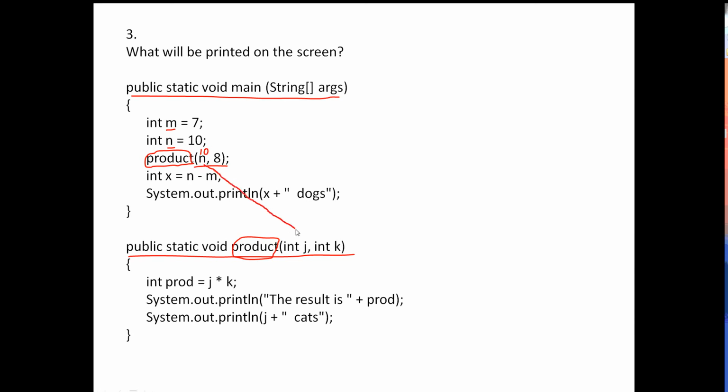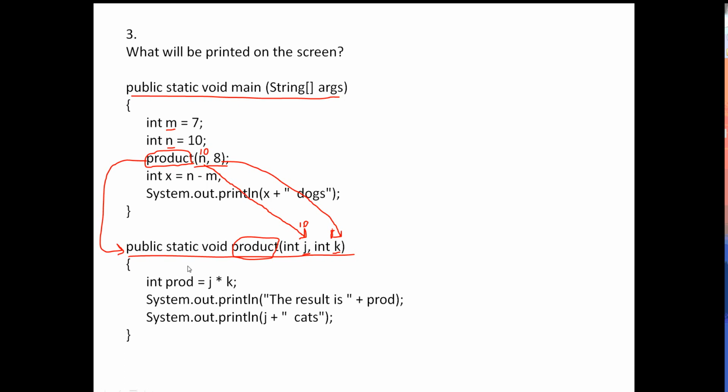And the 10 goes to the first variable because it's the first argument, the first parameter. 8 is the second argument, so it goes to the second parameter. So the product method call invokes, sets into operation, activates this method. The first thing this method does is it has to set up memory locations for j and for k. Those memory locations then receive the 10 and the 8. So the j is 10 and the k is 8. Those are the values that it received from the method call.